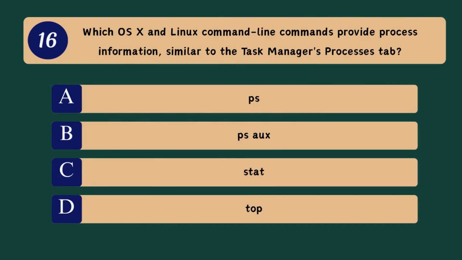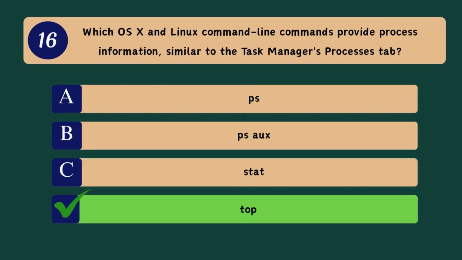Question 16. Which OS X and Linux command line commands provide process information, similar to the Task Manager's Processes tab? A. PS. B. PSAUX. C. Stat. D. Top.